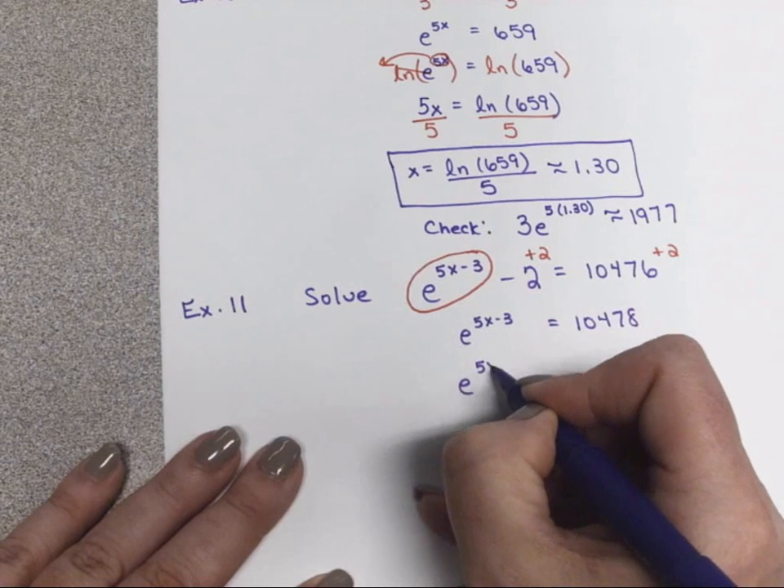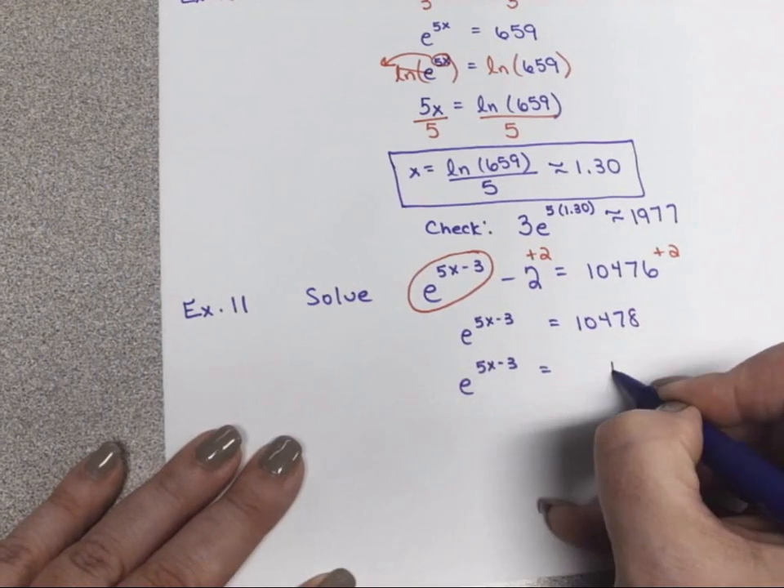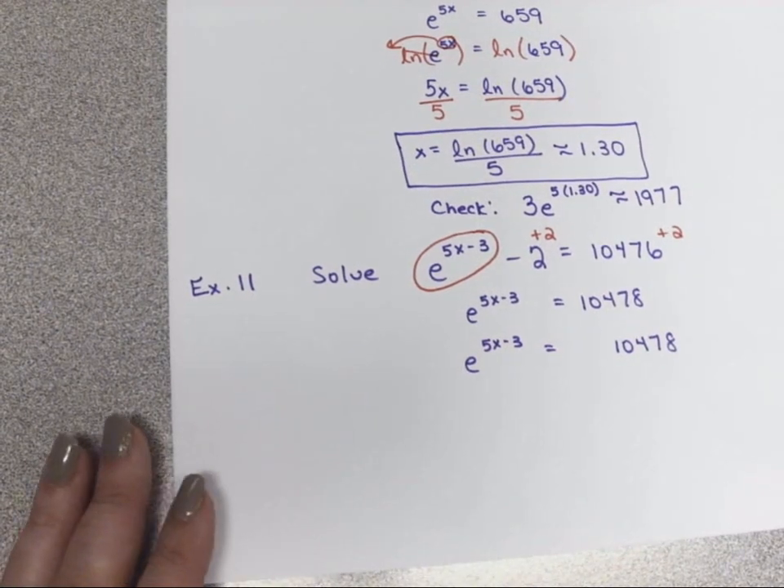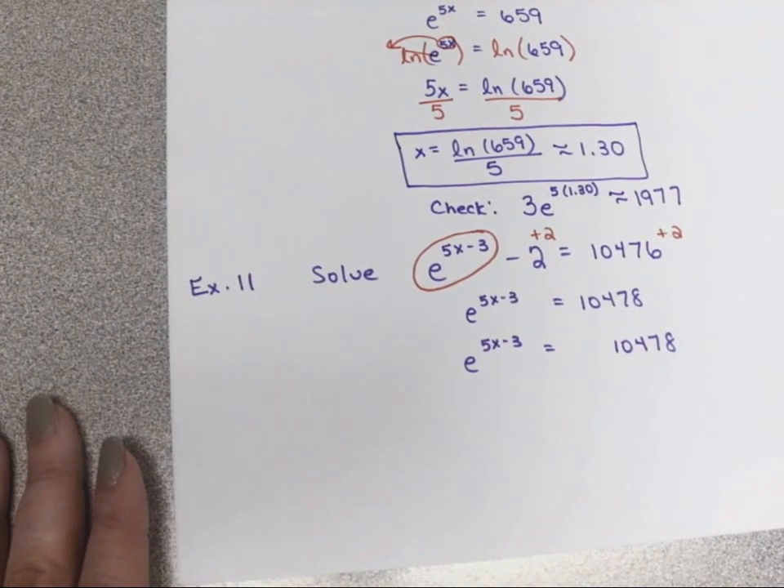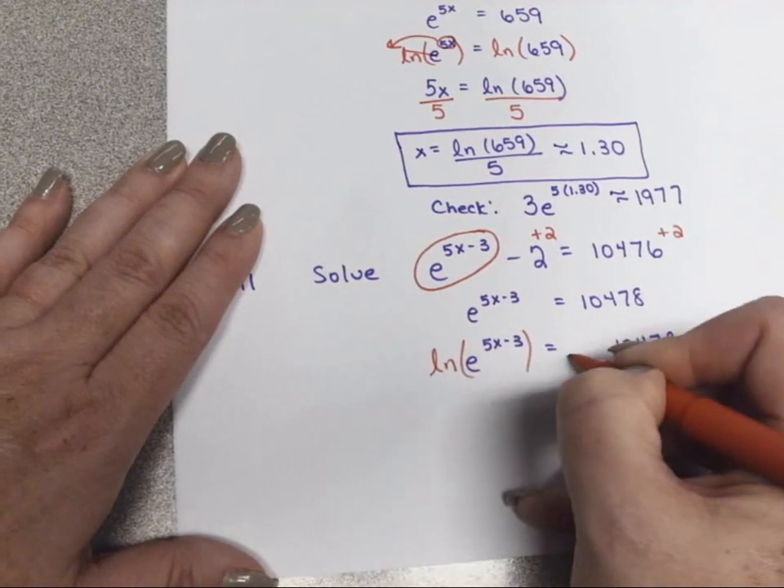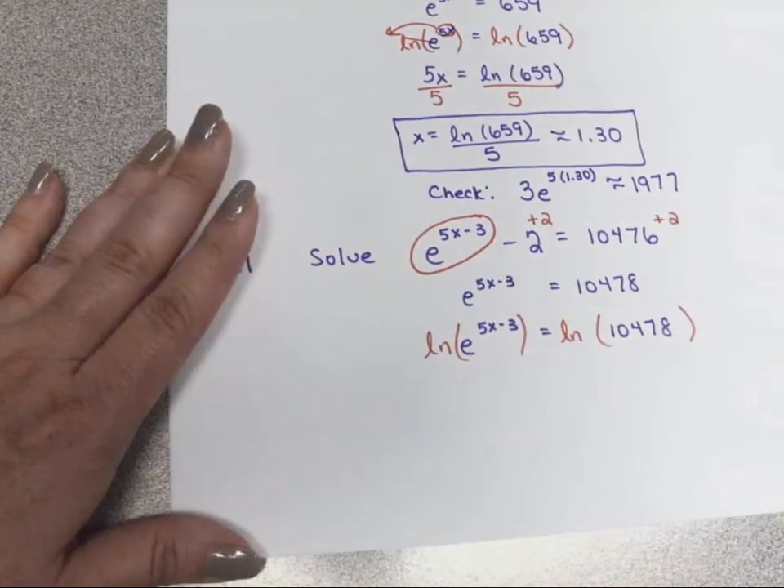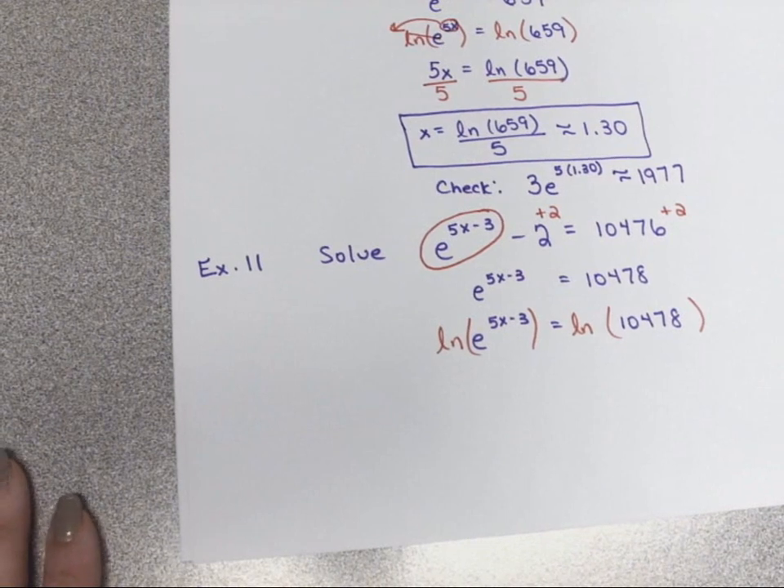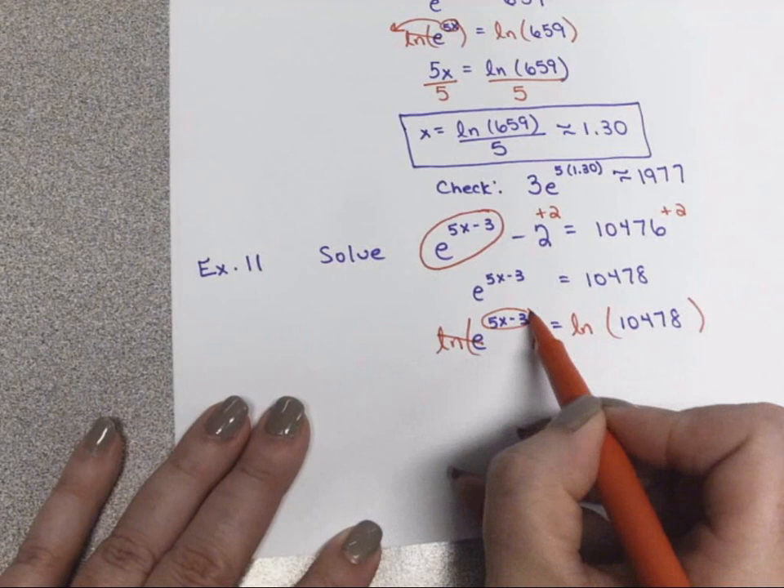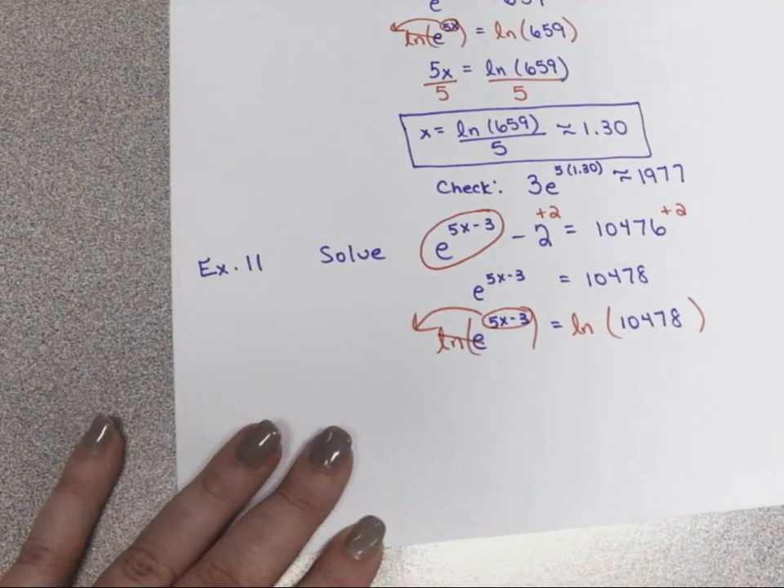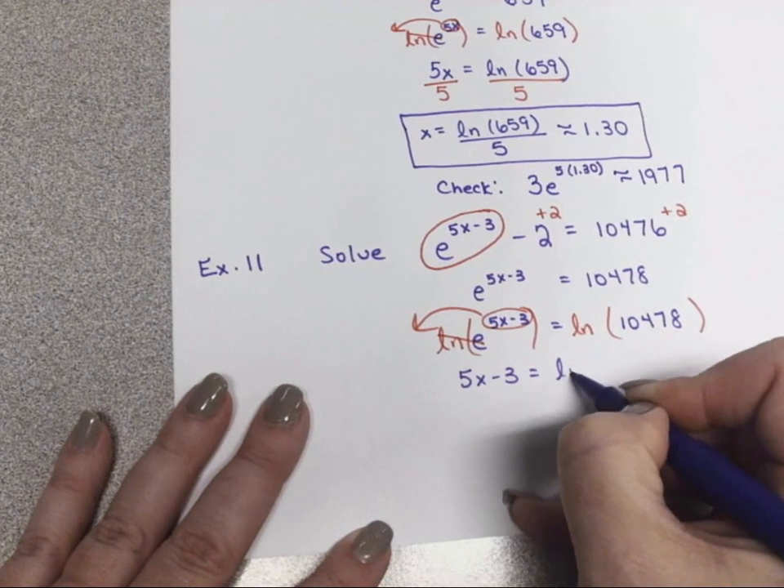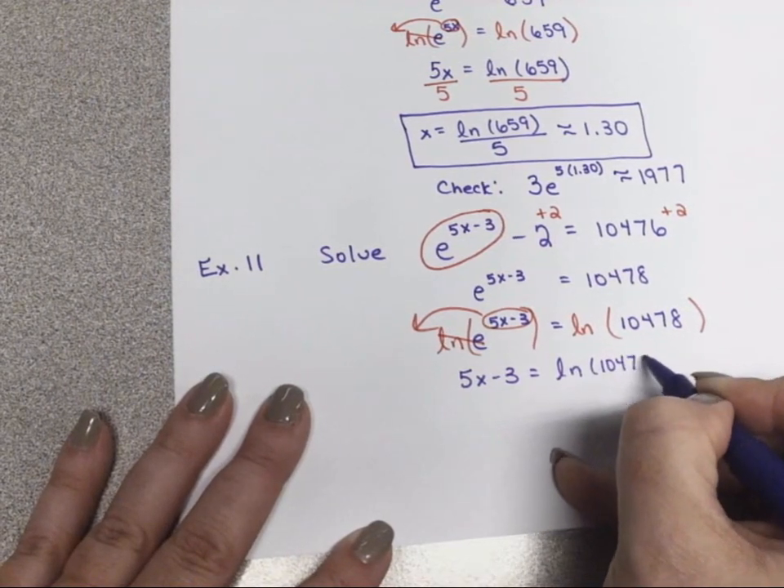I'm going to rewrite this just to leave myself some room. So now what? No way I could rewrite 10,478 as a power of e, so what am I going to do instead? Take the log of both sides, right? I can do either one, but when it's e, I want to use ln for sure. I want to use ln because what do they do to each other, ln and e? Cancel, and it allows me to move this guy to the front. So I end up getting 5x minus 3 equals the natural log of 10,478.